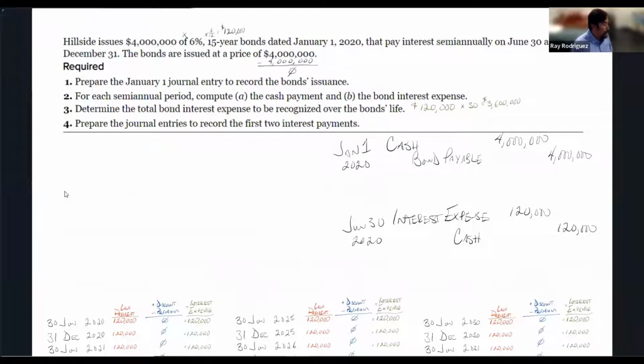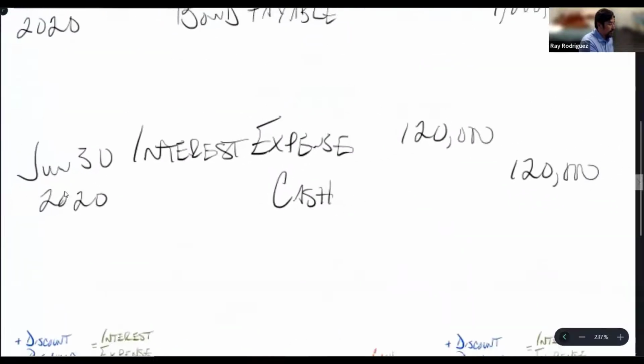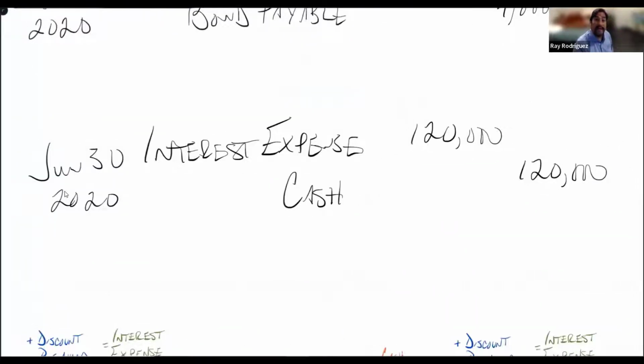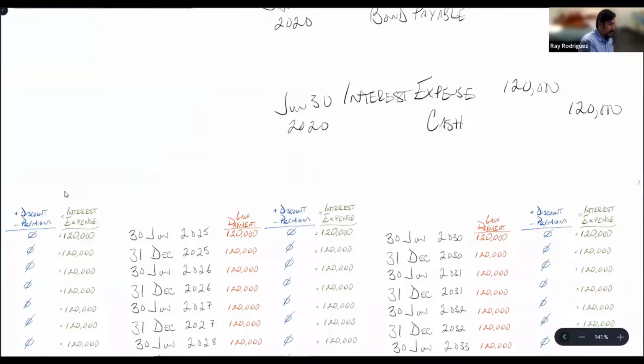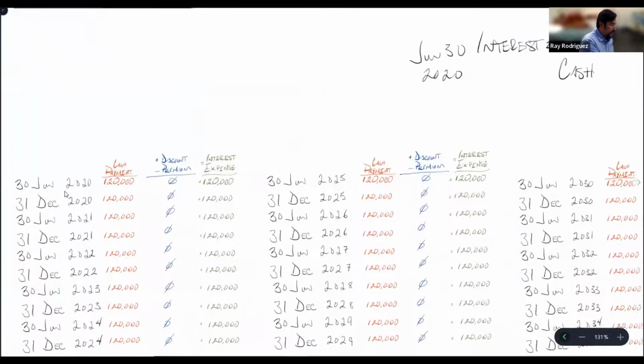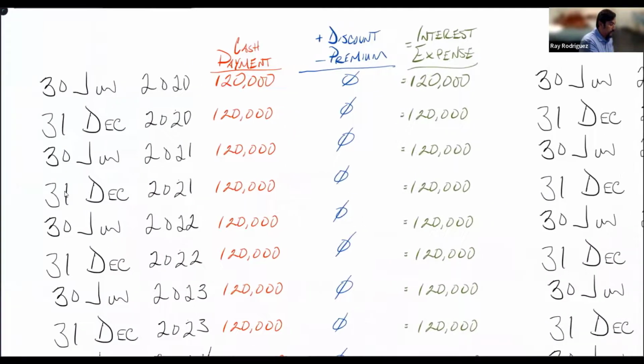And then 4, prepare the journal entry. Oh, 2 was just compute. 4 is prepare the journal entry. So this is 2 and 4 at the same time. I computed and I prepared the journal entry. This down here looks kind of busy. I guess it is kind of busy.